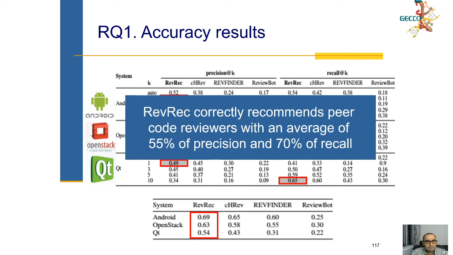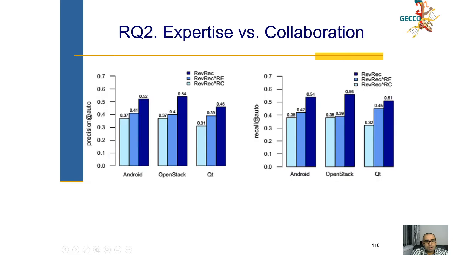For the second research question, we tried to look at the contribution of each of the expertise and collaboration models. We are mainly comparing the two models against the model that combines both of them, ReviewRec. Here we can see that the collaboration model provides as good results as the expertise model in some projects.